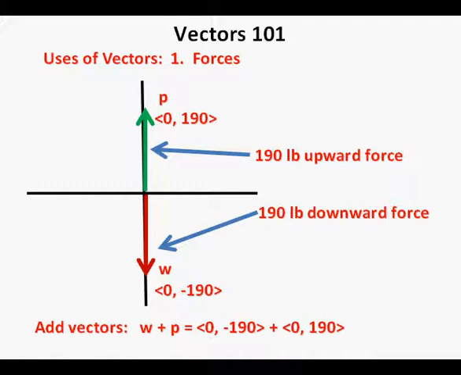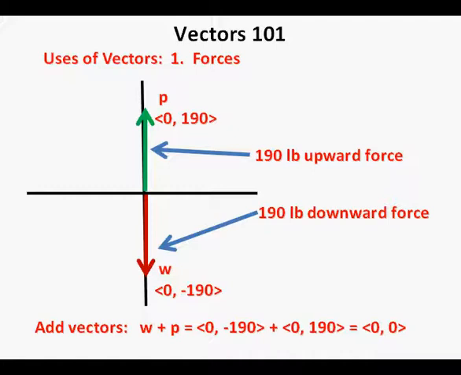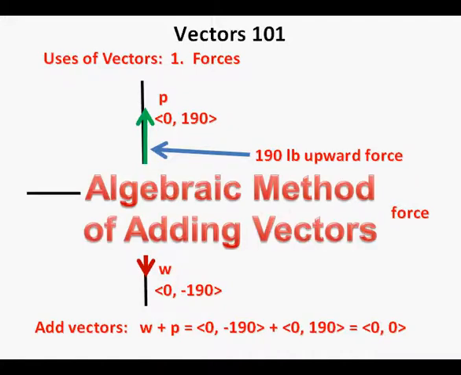The vector representing their sum will have an x value of 0 plus 0, which equals 0. And the y value of the vector will be the sum of negative 190 and 190. So the sum of these two vectors is 0, 0. This is what we call an algebraic method of adding vectors.